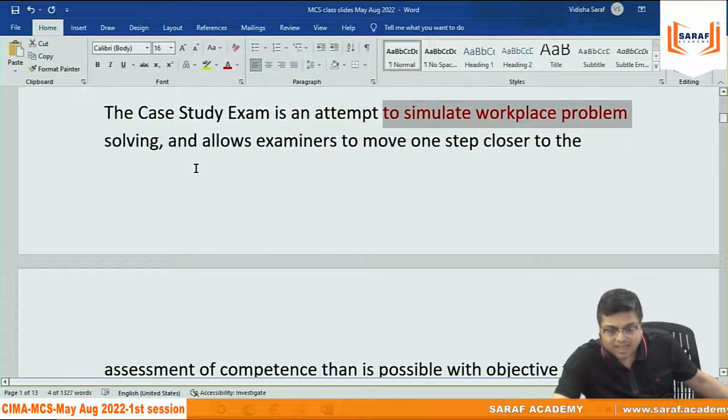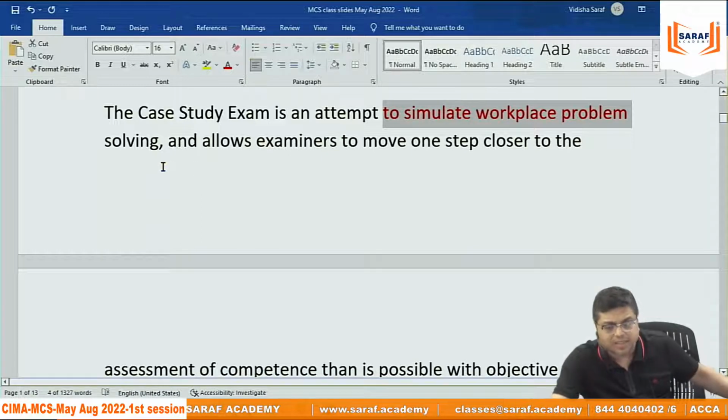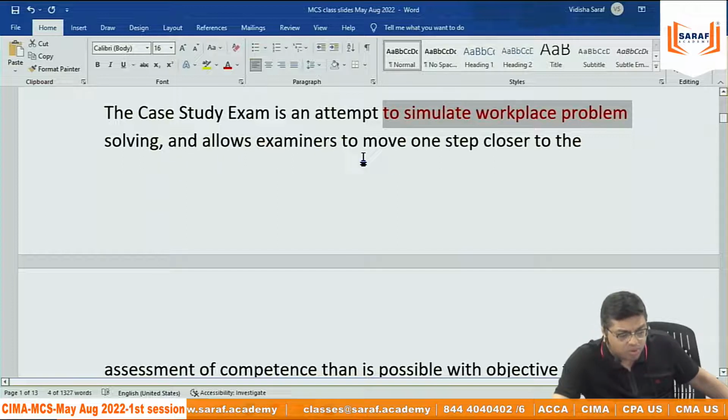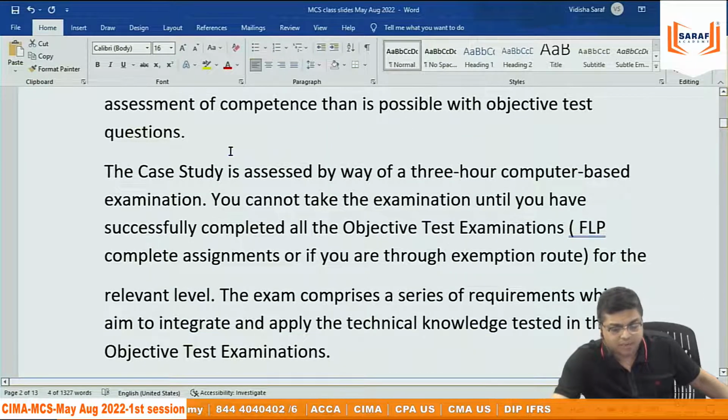For that reason, they are saying that those who do not have an accounting qualification but have a good amount of accounting work experience are eligible for the management case study exam. It allows the examiner to move one step closer to the assessment of competence that is possible with the objective test.